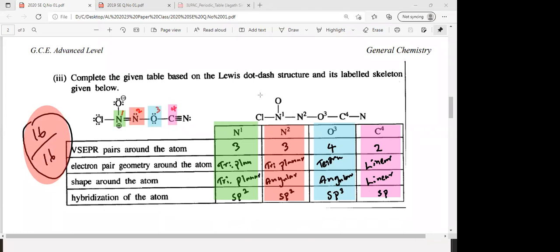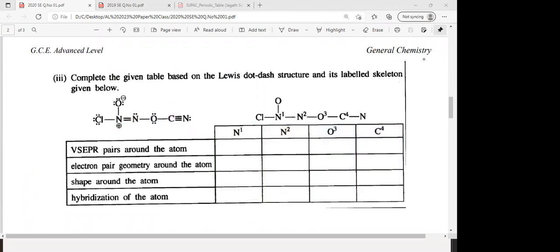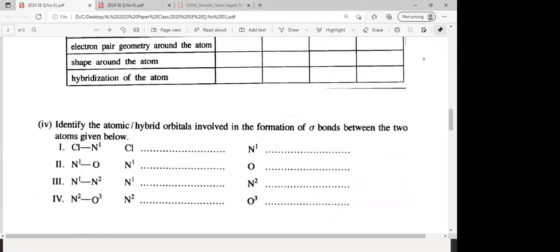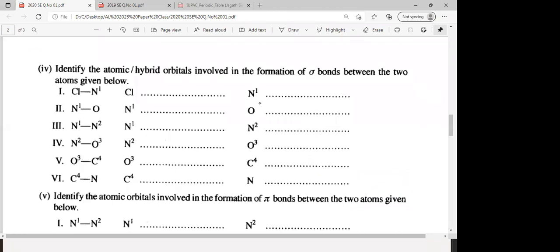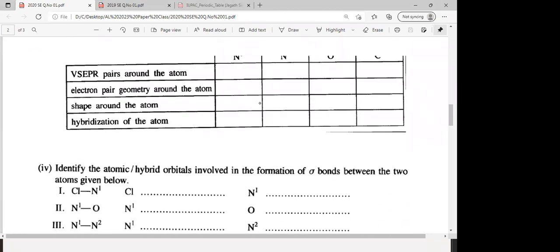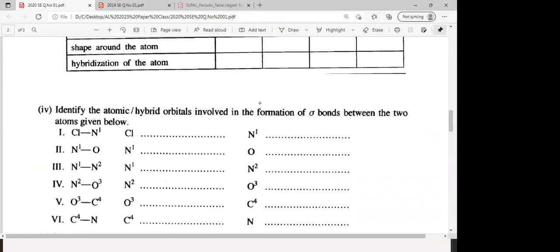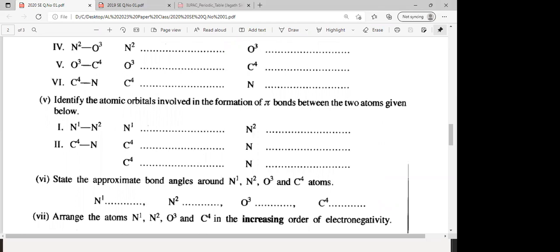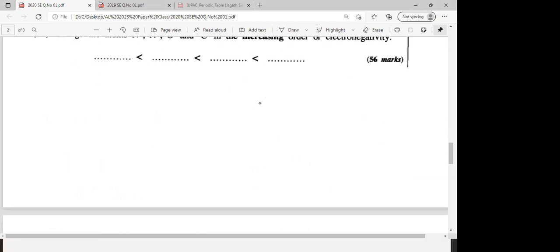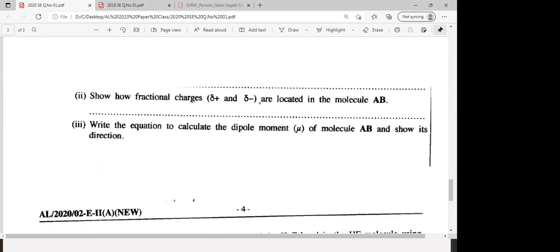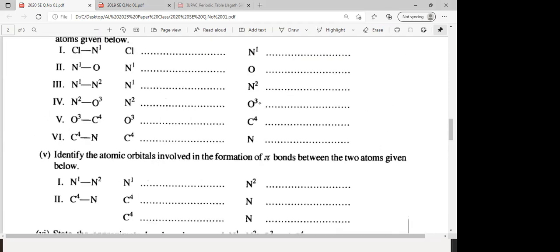Shall I erase this? Done, right? If you are still copying down, please let me know, or else it's not hard, it's easy. Next one. Identify the atomic orbital. Okay, we'll keep the same structure, otherwise I had to draw it again. This part also very easy. What's the time now? I'll finish this and stop.